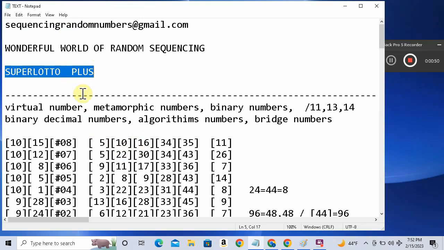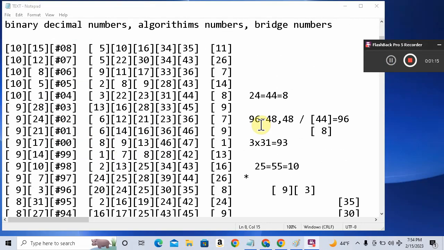And to understand random sequencing when it comes to lotto or roulette, you have to understand the concept of virtual numbers. A virtual number is a number that could represent itself as, for example, 27, or it could be 72. It could play two functional roles. In other words, as 72 it could answer a sequence, and as 27 it could also answer a sequence.